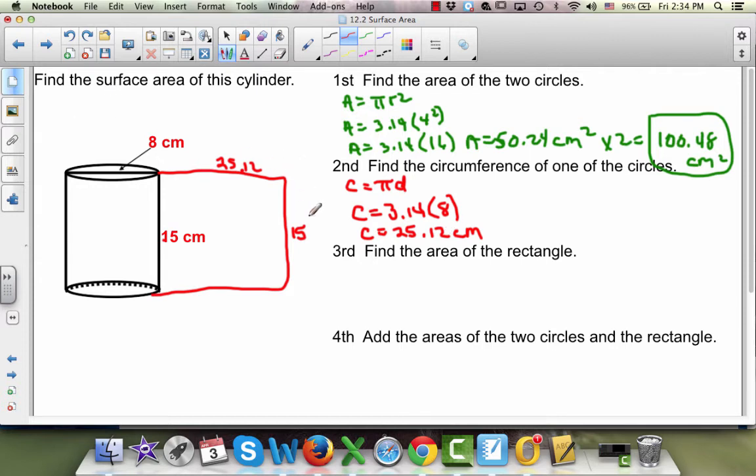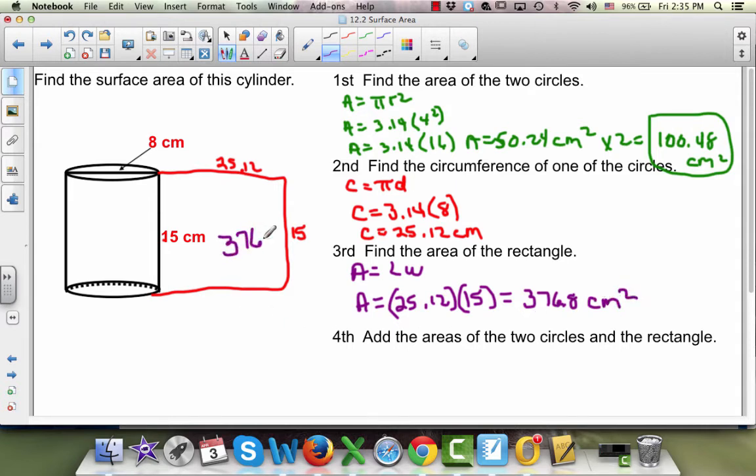So area equals length times width. That will be area is equal to 25.12 times 15. And when we multiply that out, we get, what a coincidence, 376.8. Same number we got on the previous one. 376.8 centimeters squared. So now we know that this is 376.8. We know that the top part is 100.48 and the bottom part is 100.48.